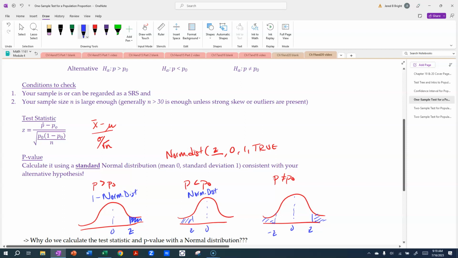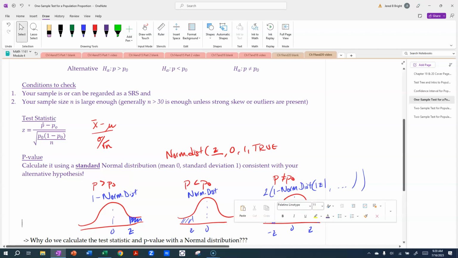The easiest way I know how to do this would be to do 2 times 1 minus norm.dist. And then make sure when you do this, since you're going to the right, this needs to be positive. So just make sure to do an absolute value. Okay. So that's the easiest way I know how to do it. But if you want to, make sure it's negative and then do 2 times that, that's fine too. Okay. But be careful with your p-value calculation as always. Okay. So that's how we do the test.